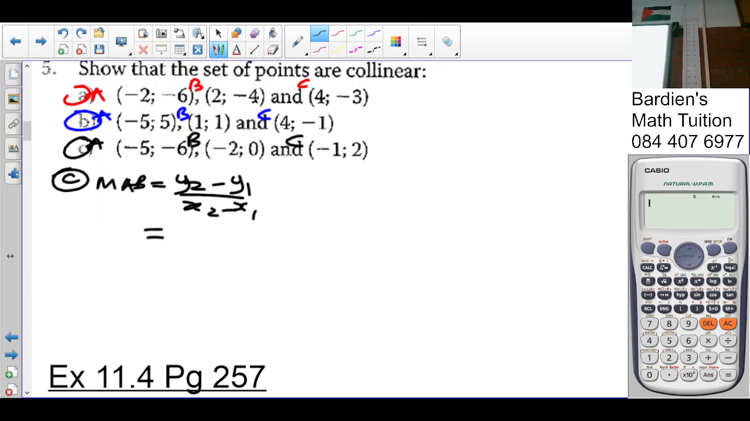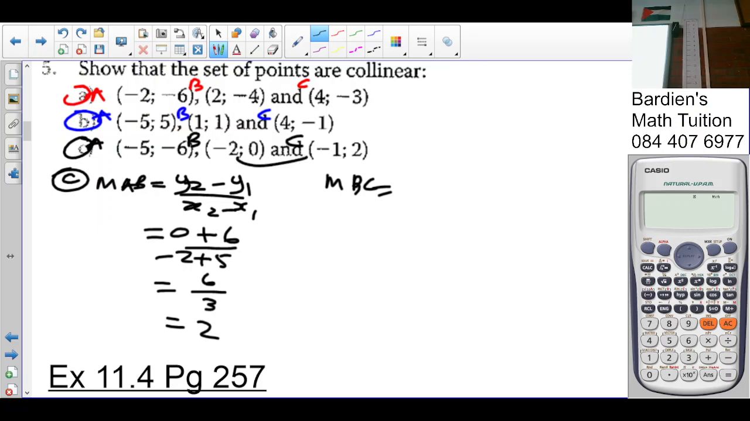There we go. So 0 minus minus 6 over minus 2 minus minus 5. It's going to be 6 over 3, which is 2. Not so. Gradient of BC. Or I could have said AC. If BC doesn't work, not giving you the same gradient, then AC won't give you the same gradient either. You understand? So BC is going to be 2 minus 0 over negative 1 minus minus 2. So it will be 2 over 1, which is 2. You see, it's not the same.